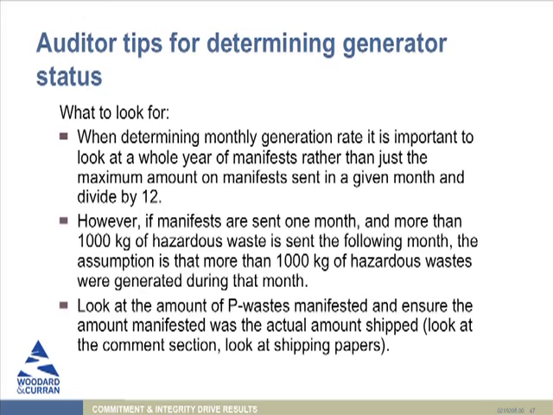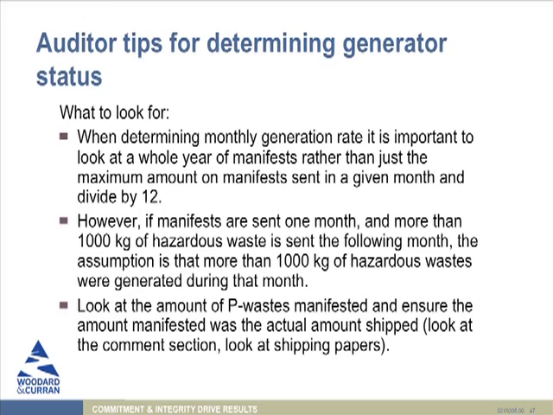If you've got a manifest that shows that you've got more than 1,000 kilograms that were shipped out, and you don't have a shipment that went out in the previous month, the assumption is that that waste was generated in the previous month, and so you end up getting bumped up.